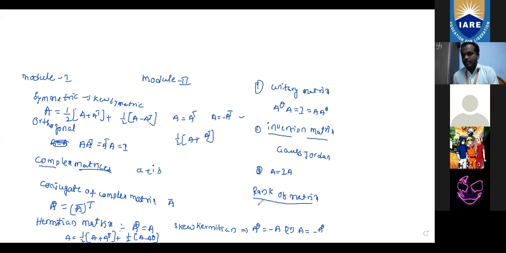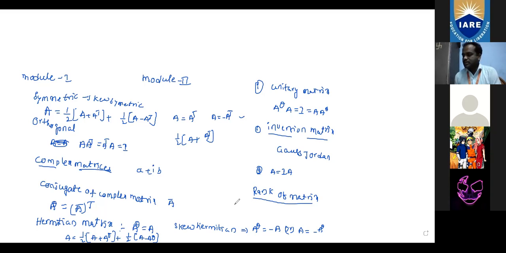Next, any row or any column can be multiplied by some scalar value. So the elementary operations are: multiplying a row by some constant, and adding it to or subtracting it from another row. These are used for finding the rank of matrices.